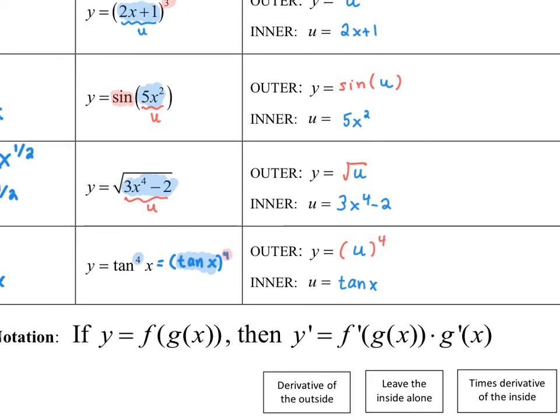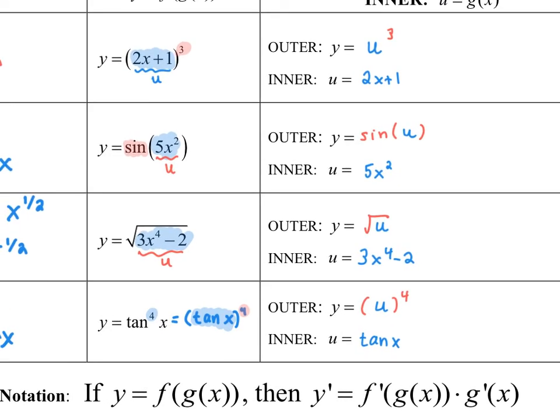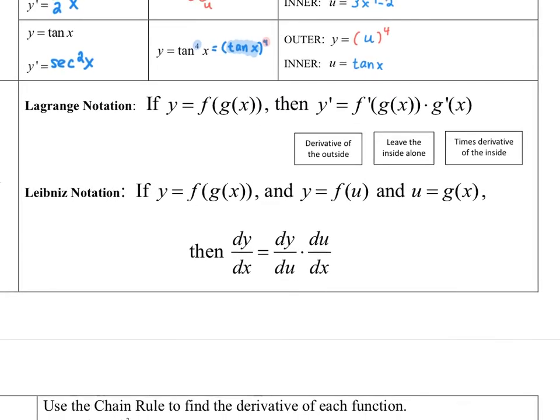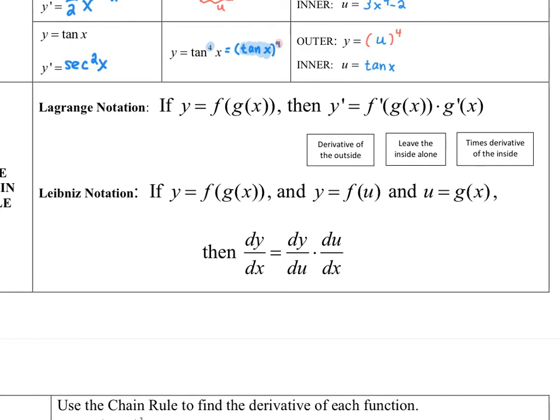So all we've done so far is we've looked at a composite function, and we have just split it into an inner function and an outer function. Now let's look at what the chain rule says. I'm going to give it to you in 3 different ways here. The first one is the Lagrange notation.